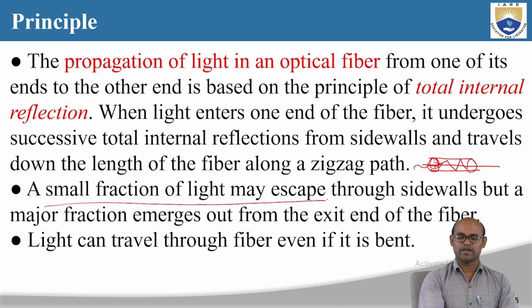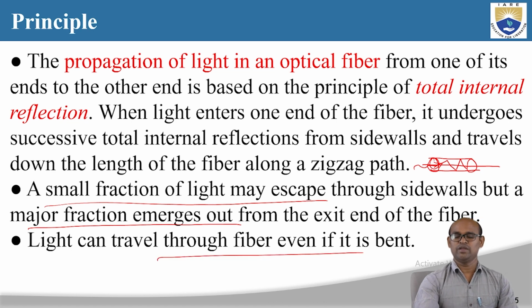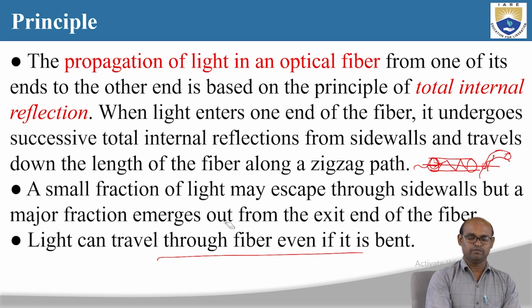A very small fraction of light may escape through the side walls, but a major fraction emerges out from the exit end of the fiber. Light can travel through the fiber even if it is bent. Even if you bend this optical fiber, for example, because of some reasons the fiber is bent, the light signal can still propagate through this optical fiber.